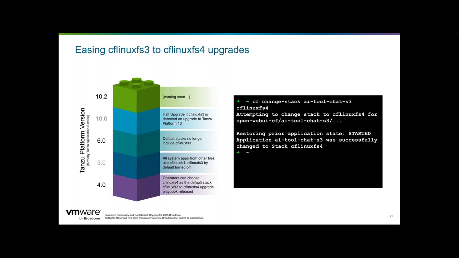I tried this out back in the day, where I tried to upgrade a foundation that had an FS3 stack to FS4, and I got a warning on my apply changes saying we've detected CF Linux FS3. You stop, right? You need to upgrade these stacks. So these are all things that we've done to make that easier. We obviously have the stack auditor tool, and you can work with the cf change-stack tool.